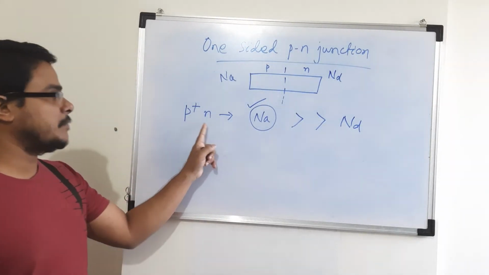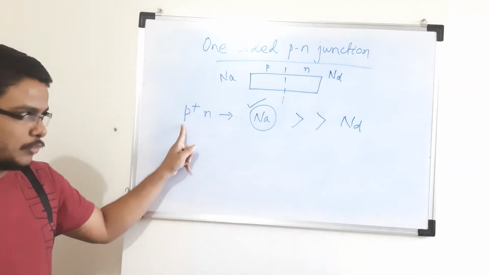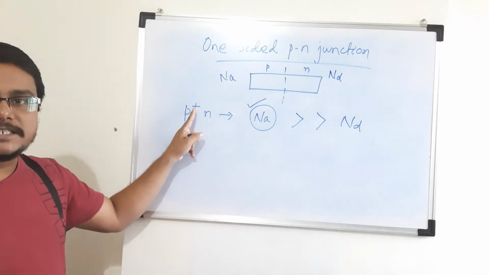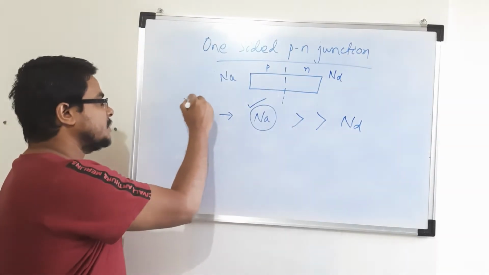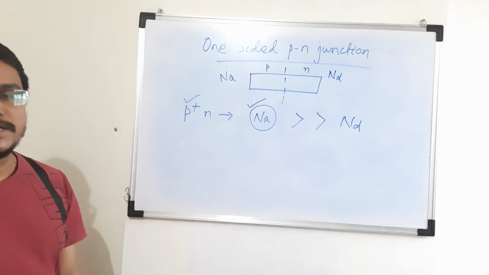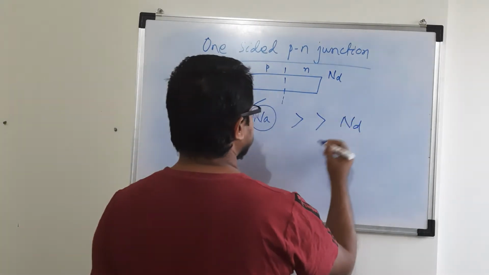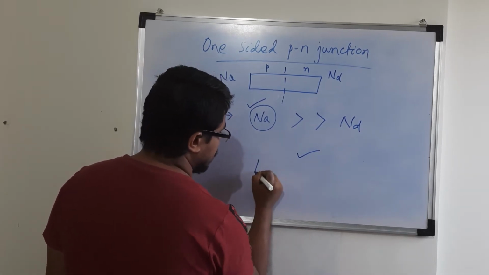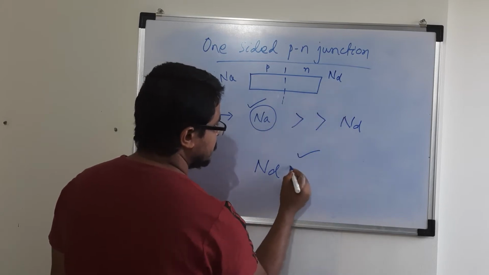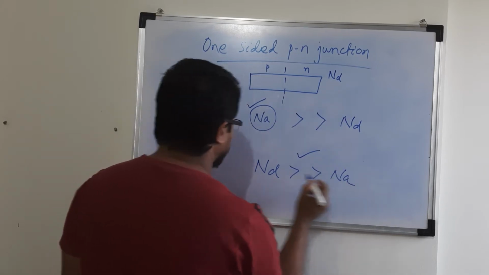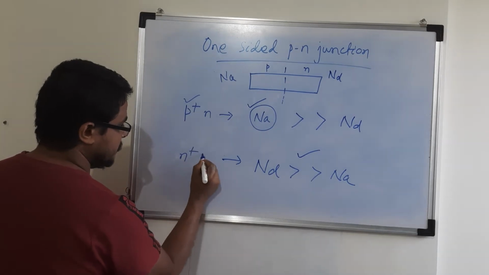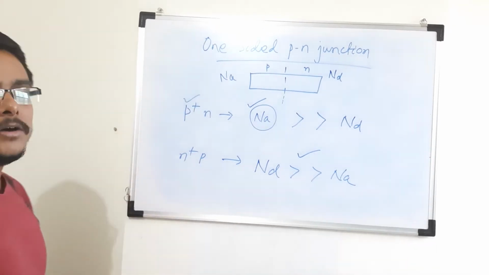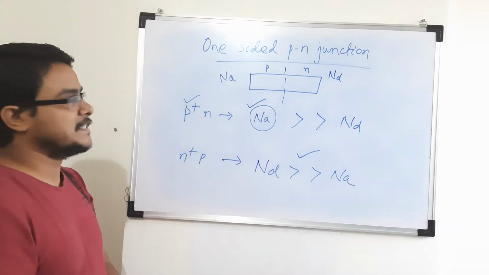We will name it P plus N. That means the P region is heavily doped. You see the positive plus sign over here; that has nothing to do with any charge carrier. This means the P region is heavily doped, right? So, P plus N one-sided junction. Similarly, if the N region is heavily doped, or you can say that Nd is much larger than Na, then we will call it N plus P, or a PN plus one-sided PN junction, right? So this is what we mean by one-sided PN junction.